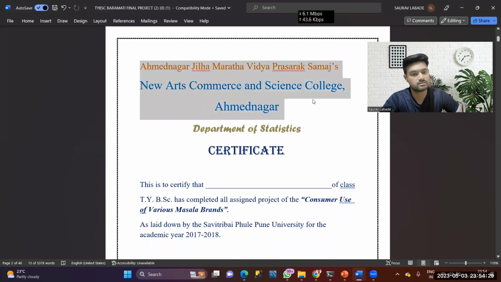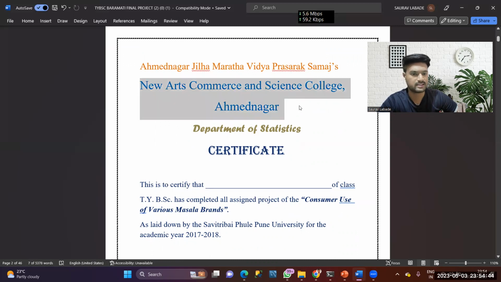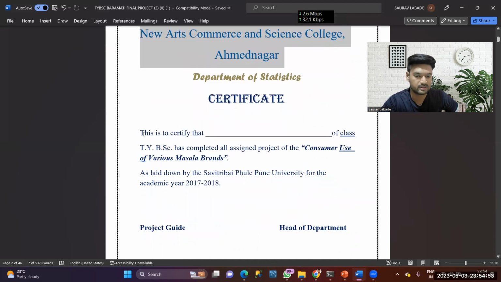Now here, for the first year students, it is different for arts, commerce, science, and for science, computer science, right? So the SCS students will give the name Dr. D.Y. Patil Science and Computer Science College, and the ACS students will give Dr. D.Y. Patil Arts, Commerce and Science College, Department of Statistics certificate, right? This will be the same, only the class will be different.